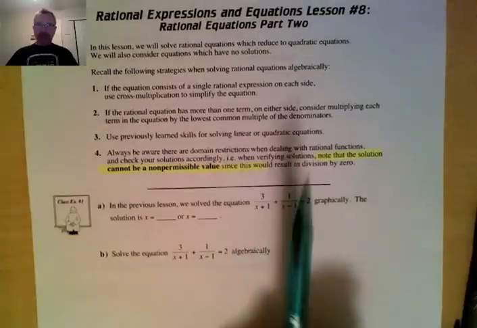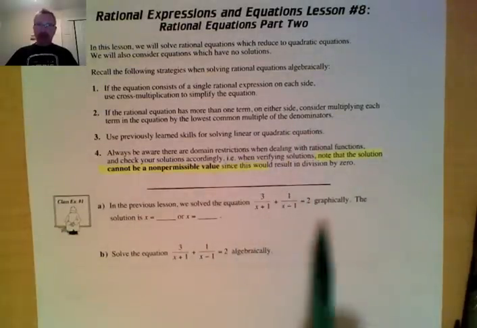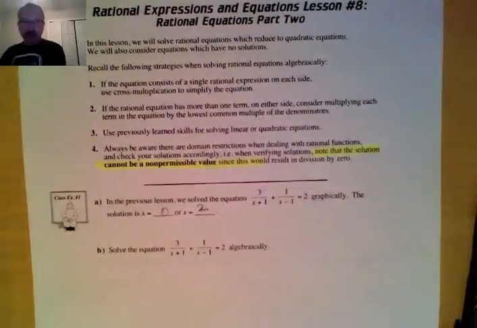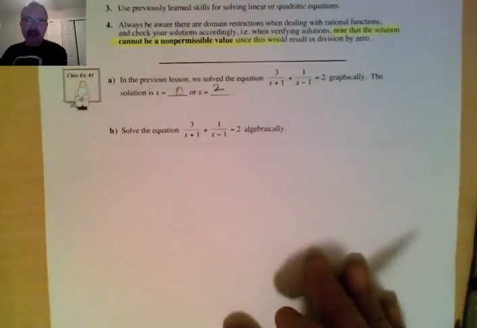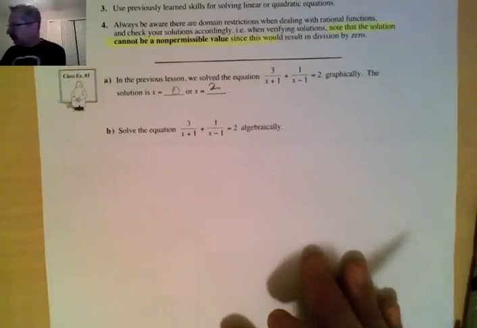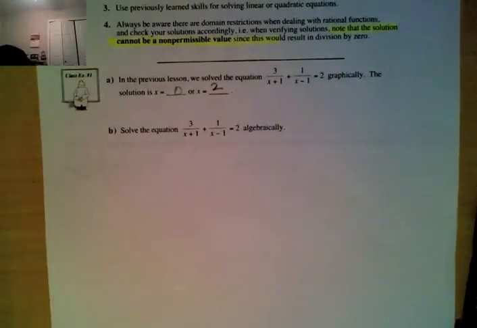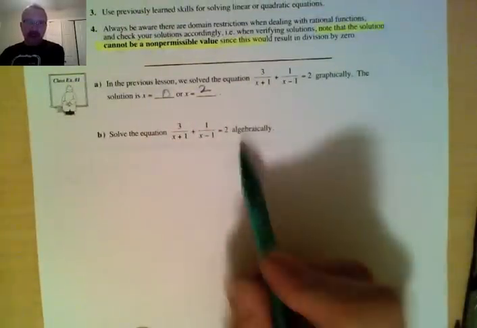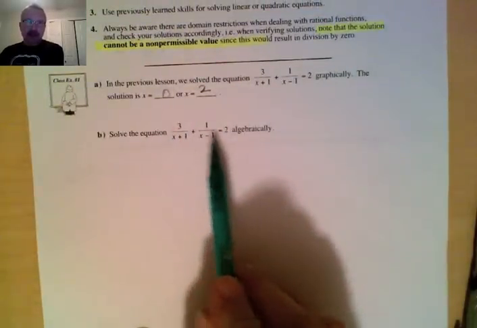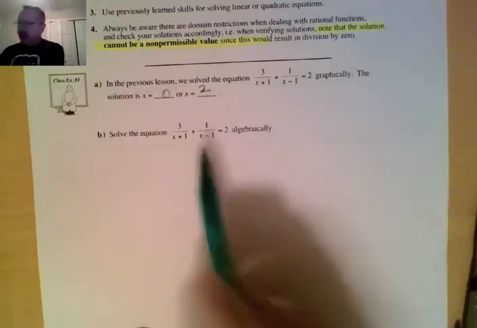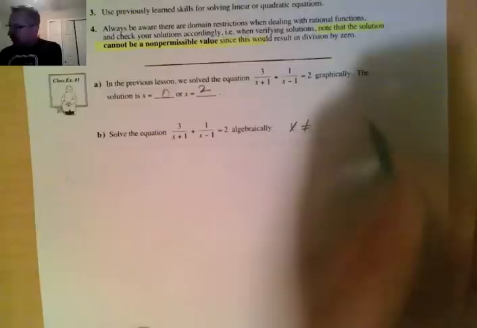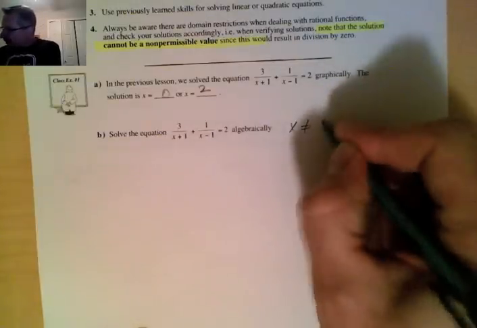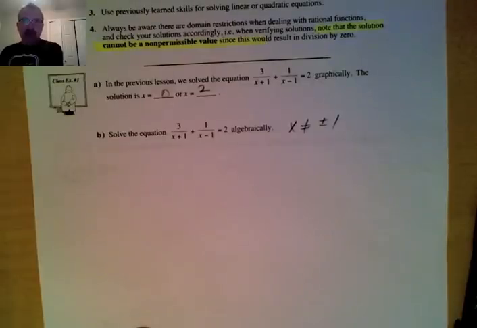In yesterday's lesson, we actually solved this question graphically, and we found that the solutions to this question were 0 and 2. So we're going to quickly do this question algebraically just to confirm that you do get the same solutions as well. Remember though, the first thing you do when you do something algebraically is you try to factor the denominators. In this case you can't. So the second step is you determine your non-permissible values, and if I look at these two factors, our non-permissible values are plus and minus 1.